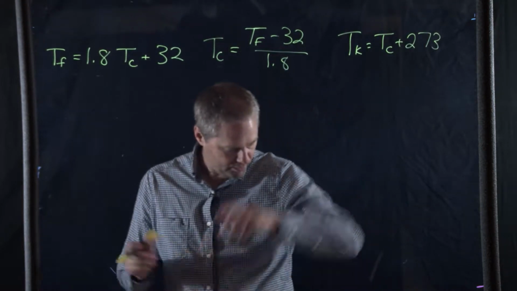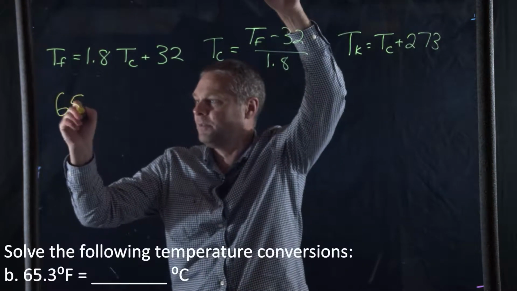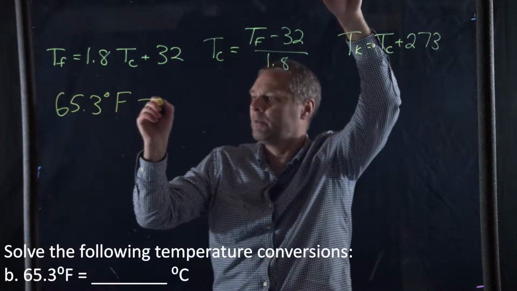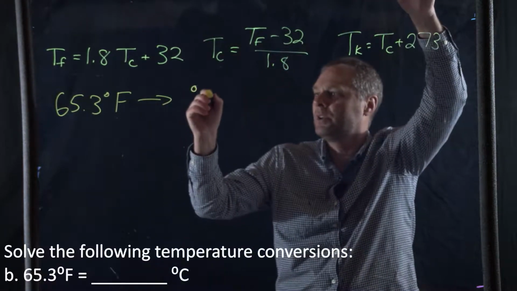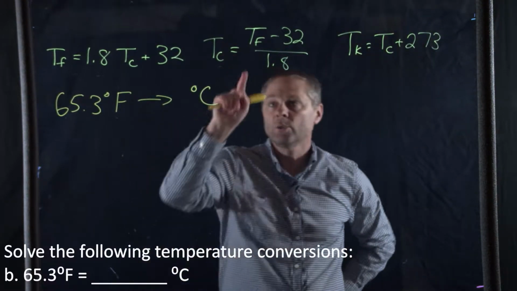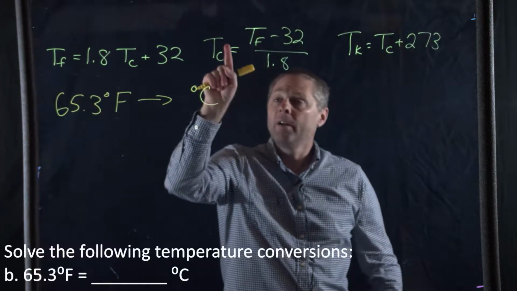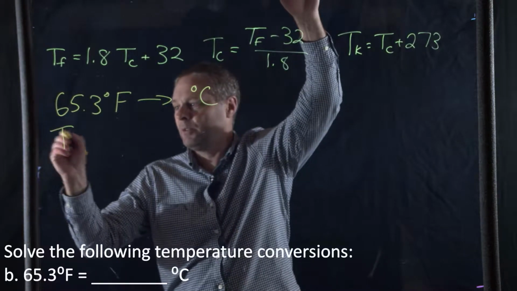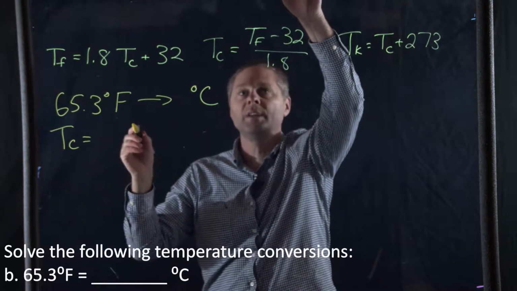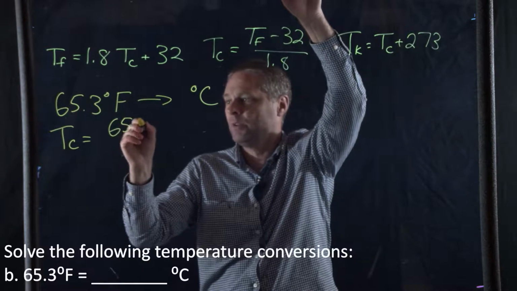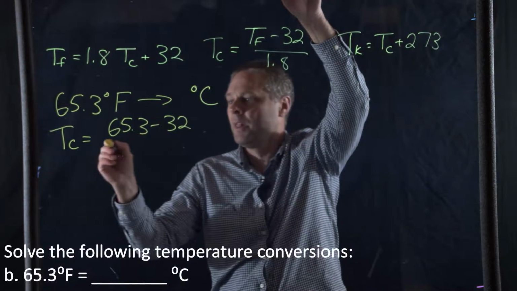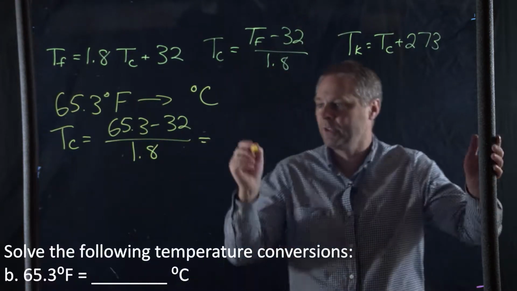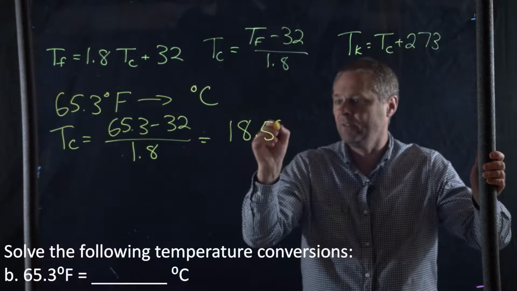So in this case, what we want to do is go from 65.3 degrees Fahrenheit, and convert that into degrees Celsius. We're given the temperature in degrees Fahrenheit. We want to solve for temperature in degrees Celsius. So the temperature in degrees Celsius is going to be equal to 65.3 minus 32, divided by 1.8. We go through and do this arithmetic and we end up with 18.5 degrees Celsius.